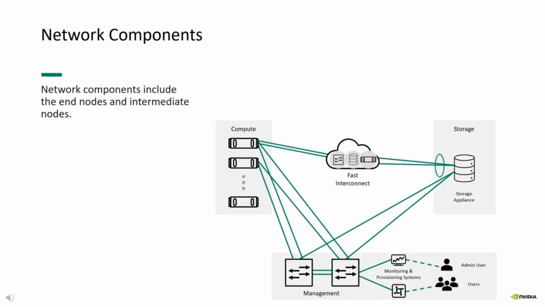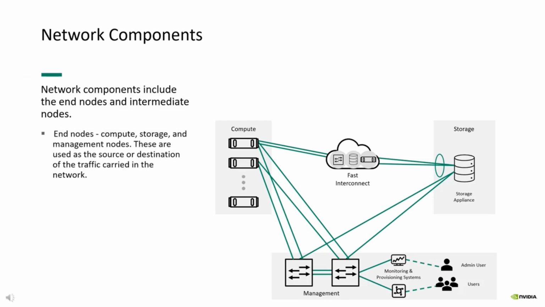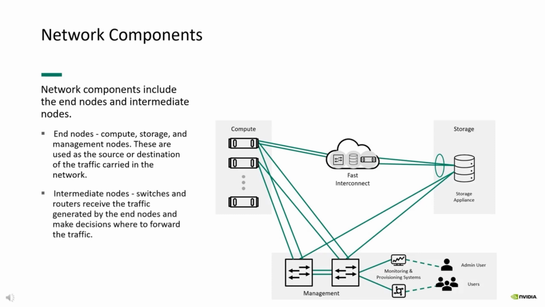Network components include the end nodes and intermediate nodes. The end nodes include compute, storage, and management nodes. These are the source or destination of the traffic carried in the network. The intermediate nodes, such as switches and routers, receive the traffic generated by the end nodes and make decisions as to where the traffic should be forwarded.